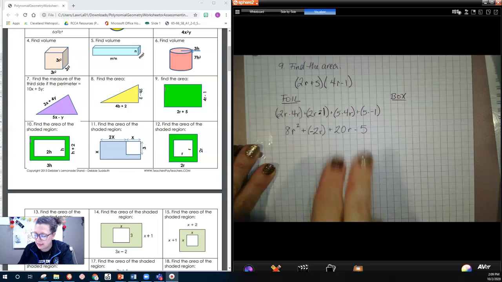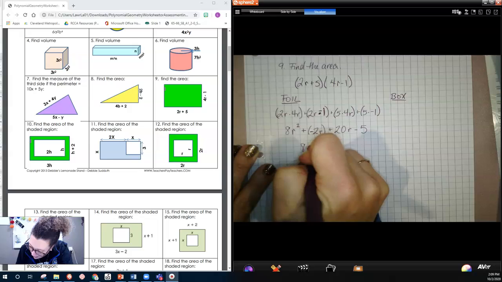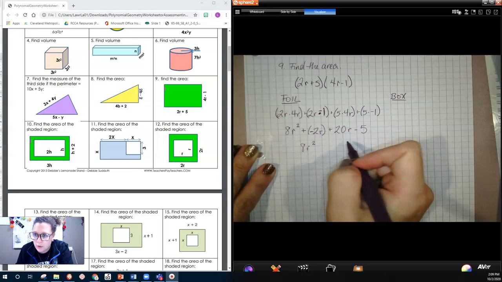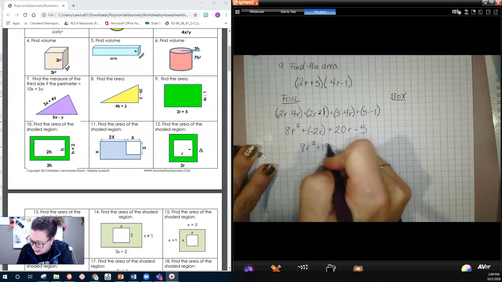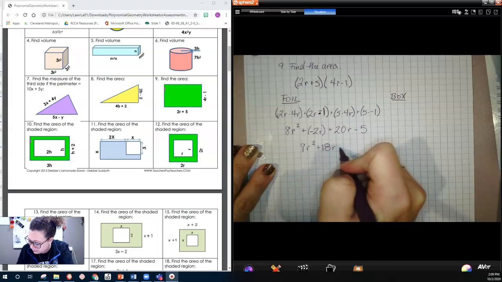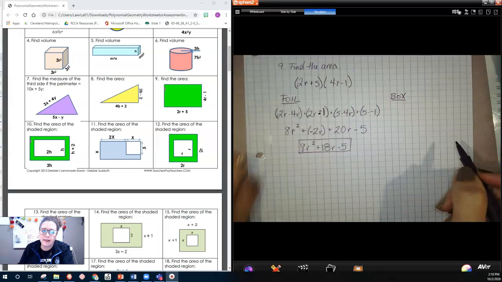So we're not done because I see right here in the middle these two terms can be combined. So I'm going to combine them and we get 8r squared, and we have negative 2, positive 20. That leaves us with a positive 18r minus 5. And there is our answer.